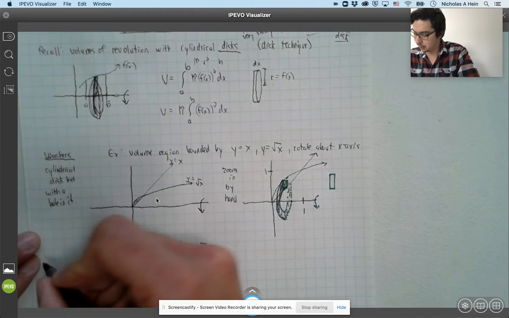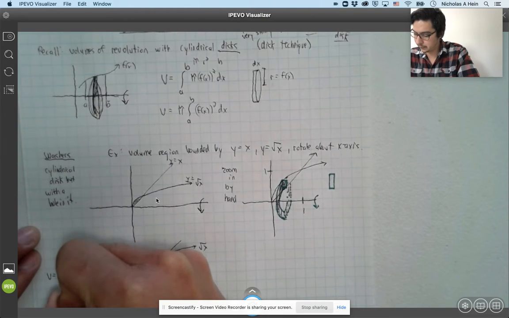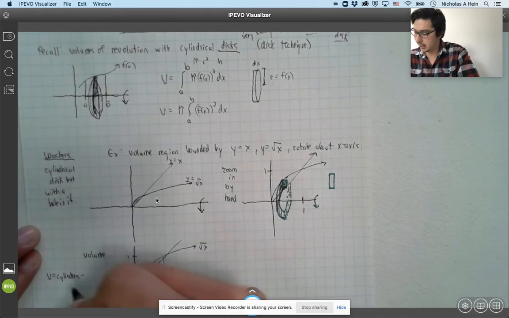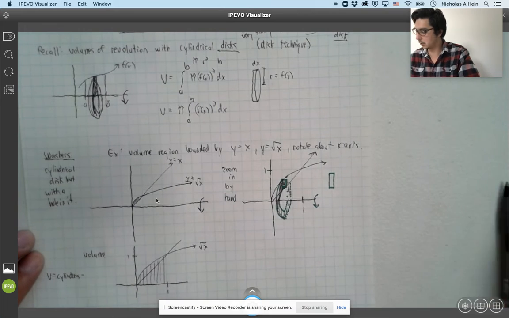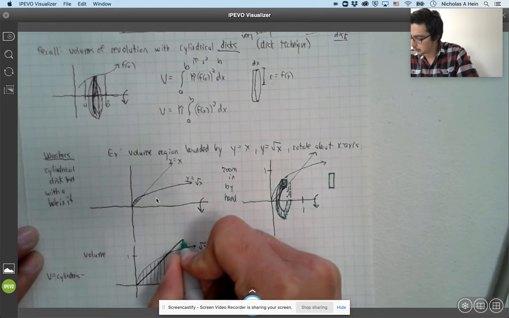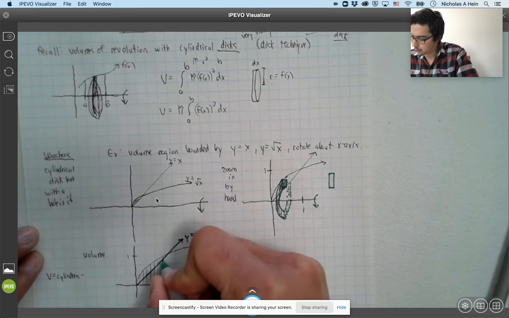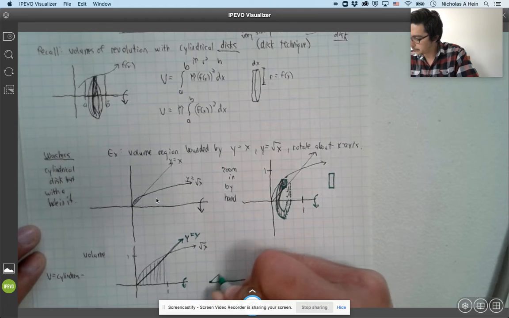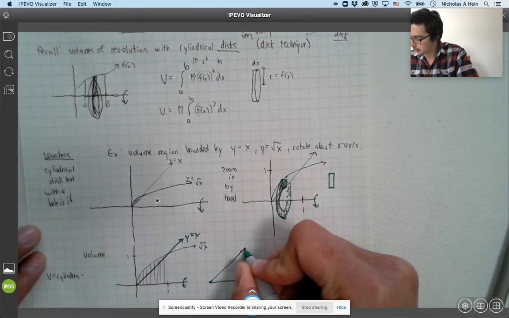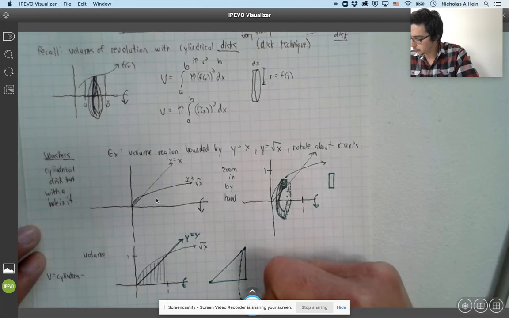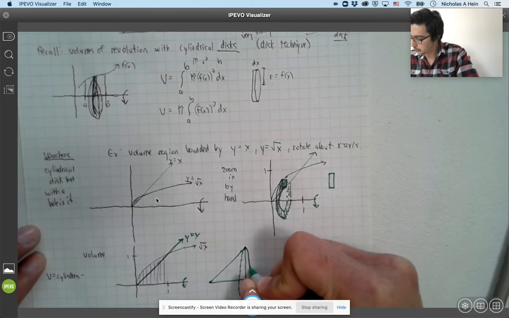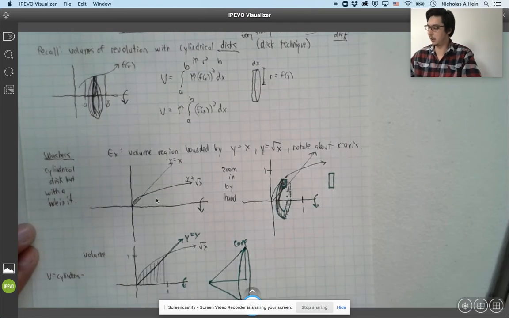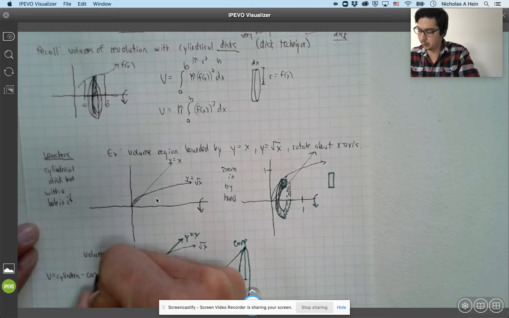So we'll do the volume, and we're going to do it with cylinders. And then we're going to minus the volume of just x, which, if we focus on that, here's x in green, y equals x. If we rotate that around, what you end up getting is actually a cone. So the volume here is going to be the volume using cylinders minus the volume of the cone.